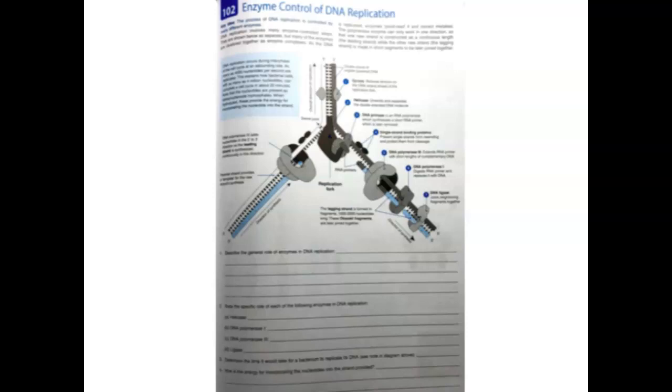Then it says enzymes are important in ensuring the same sequence of DNA in the parent cell occurs in the daughter cell so that the cell functions normally. And then for number 2, state the specific role of each of the following enzymes in DNA replication. Helicase is responsible for unwinding the parental strands. DNA polymerase 1 hydrolyzes the RNA primer and replaces it with DNA.